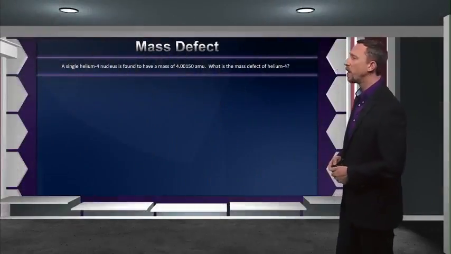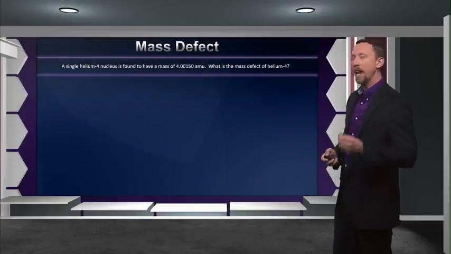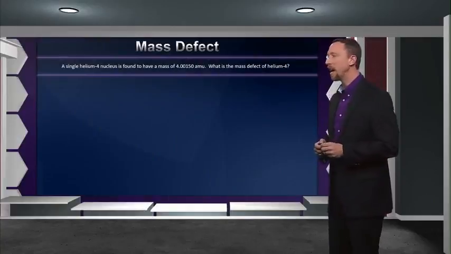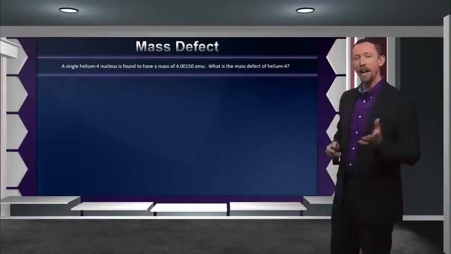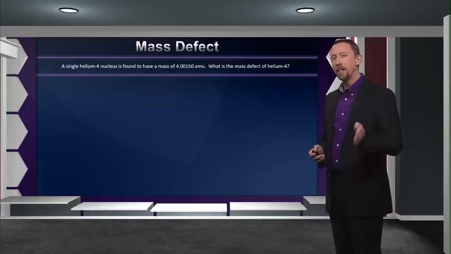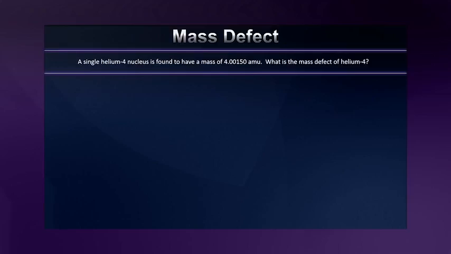Let's answer the following question. If a single helium atom is measured to have a mass of 4.00150 atomic mass units, then what is its mass defect? Now, to answer this question, of course, we've got to know the exact mass of a neutron and a proton. Well, we know these numbers.